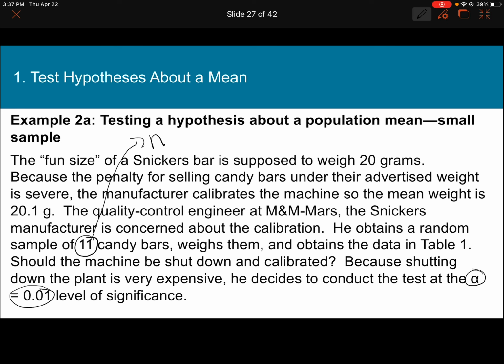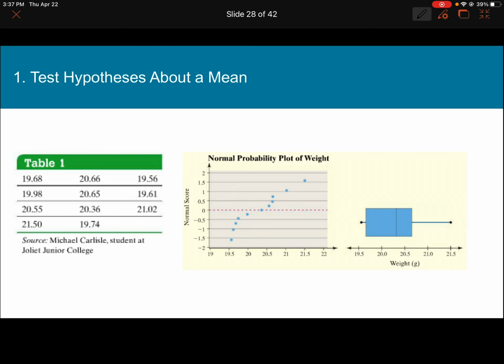So what happens here? If the machine has the Snickers bars weighing too much, the company is going to lose money. So that's that right side. If the machine has the bars weighing too little, the company is going to have to pay a penalty. So that's that left side. So because we have the left and the right, too much, too little, this gives us a two-tailed test.